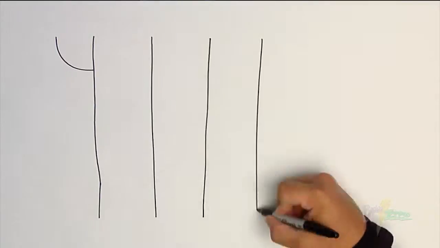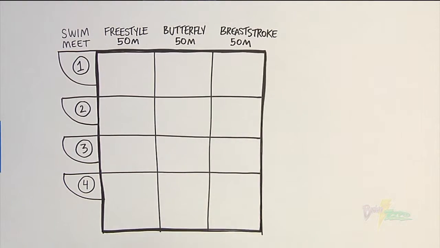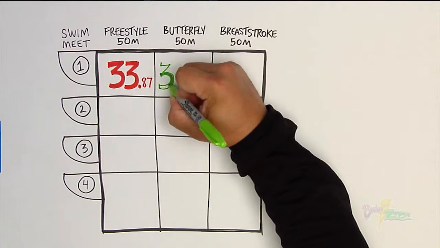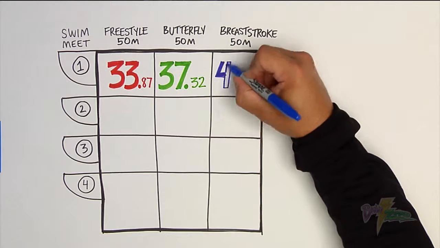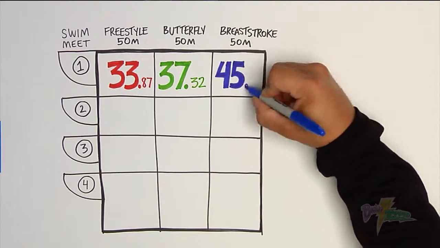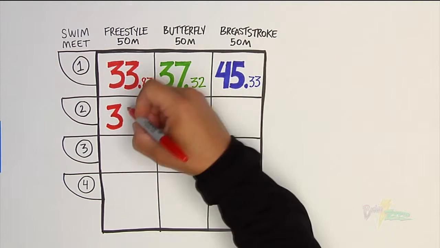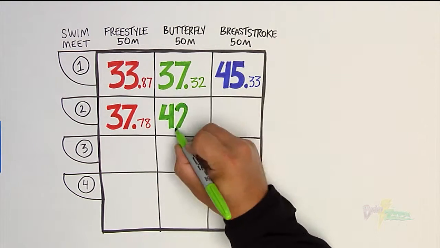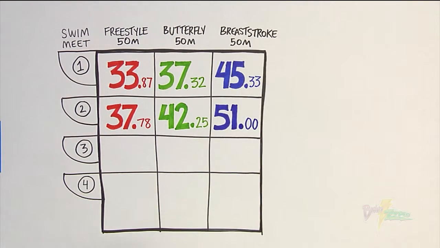Okay, great. So Emily competed in four swim meets. At her first meet, her times were 33.87 seconds in the 50-meter free, 37.32 seconds in the 50-meter butterfly, and 45.33 seconds in the 50-meter breast. At Emily's second meet, her times were 37.78 seconds in the 50-meter free, 42.25 seconds in the 50-meter butterfly, and 51 seconds in the 50-meter breast.